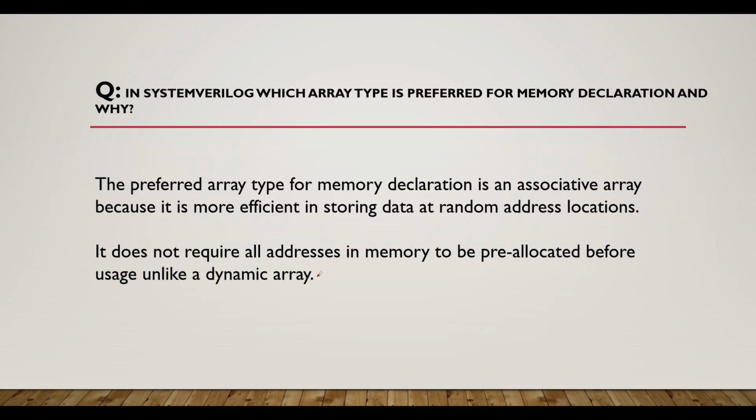Now, in SystemVerilog, which type of array is preferred for memory declaration and why? In SystemVerilog, you can prefer an associative array for memory declaration because it is more proficient in storing data at random address locations. Okay, so what I mean to say is, suppose you have 512 GB of memory. That means you have multiple locations and I want to access only that location. By using an associative array, you are able to do this.